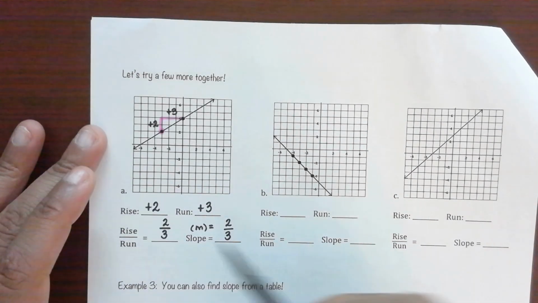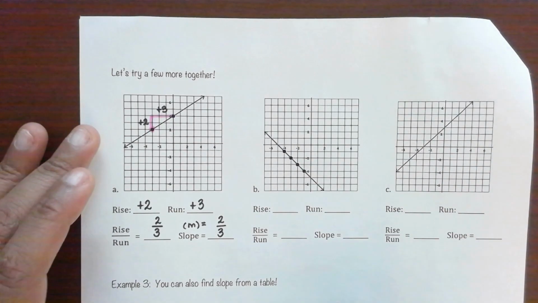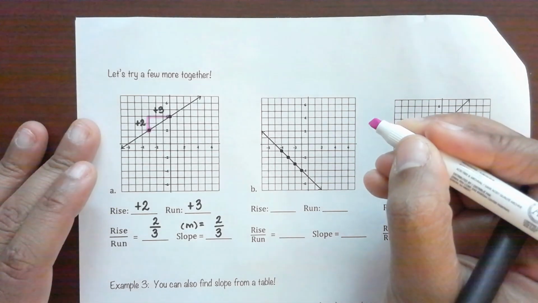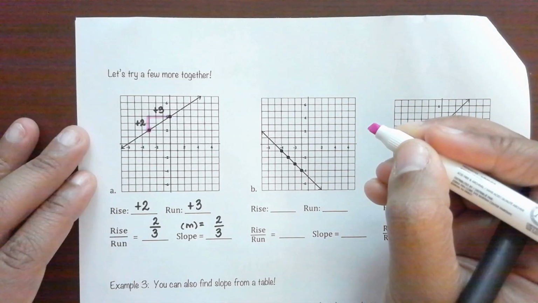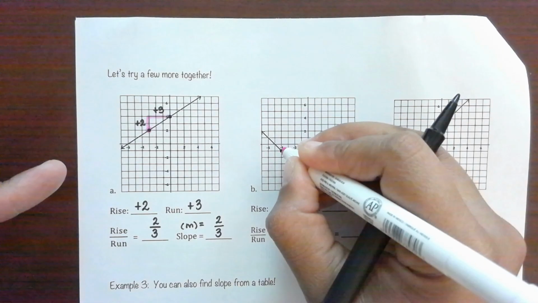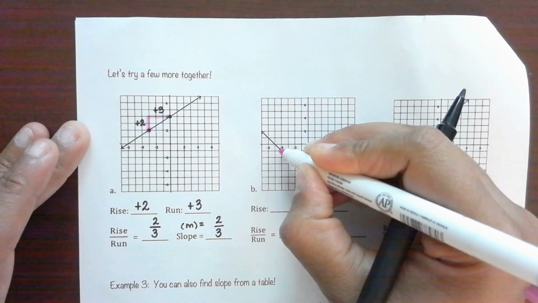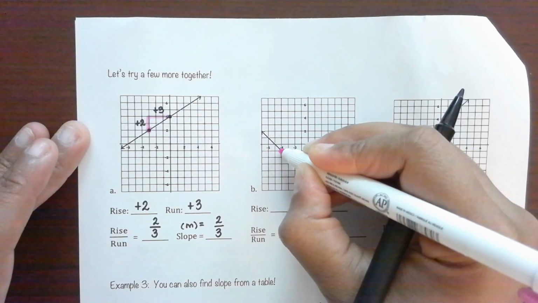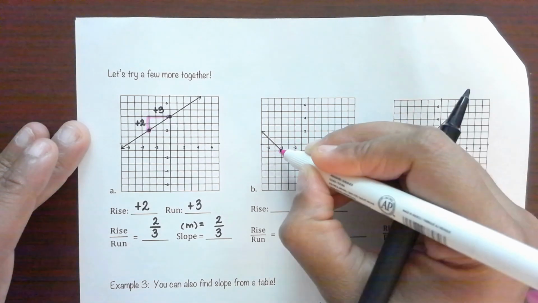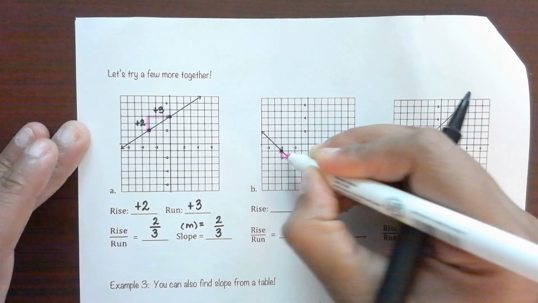Any questions on A? Look at B for me. Where do I need to start? Leftmost point. What's my leftmost point's coordinates? Flip your numbers. -4 and what? -1. There we go. From there, where do I need to go to get to my next point? Down. How far? Down 1, because into the next point right there. And then where? To the right 1.